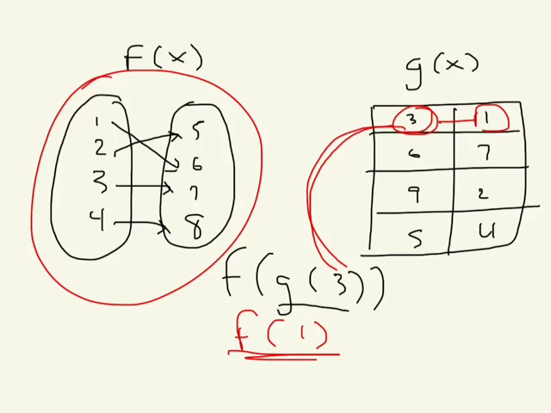So now we have f of 1, so we go to our f table right here, and we look for the number 1, which is right here, and we want to see what it's pointing to, and it's pointing to a 6. So we know f of 1 equals 6, which means f of g of 3 is also equal to 6. And that's how we use tables.